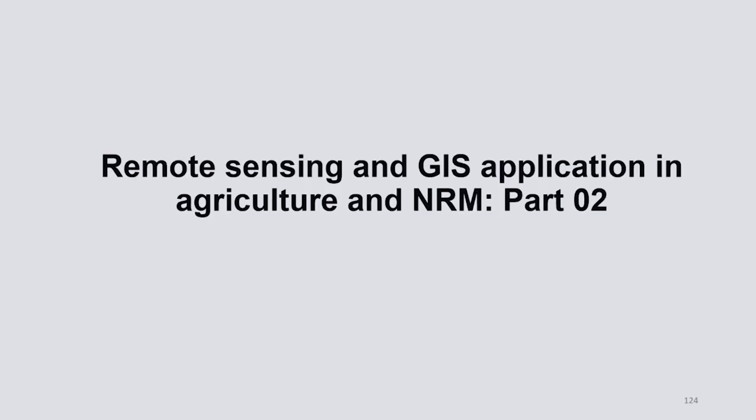So, welcome to the lecture on remote sensing and GIS application in agriculture and NRM, part 2. We have already discussed this topic in two lectures. One was introductory, then part 1, and today is part 2. Today in this lecture we will be discussing some GIS and remote sensing applications through some case studies, through some real examples and studies which have been reported in different publications, journals or reports.